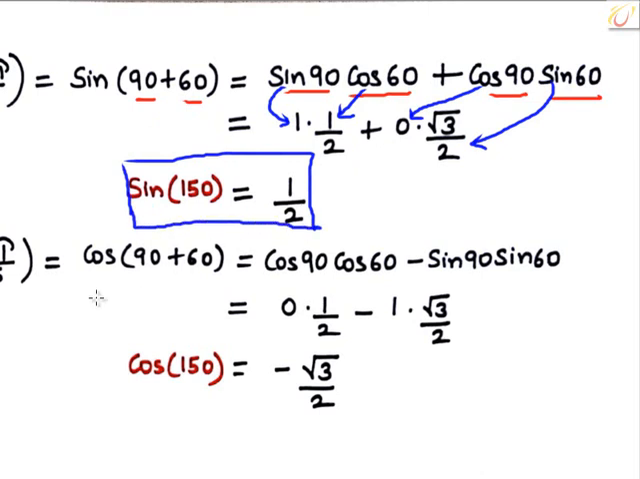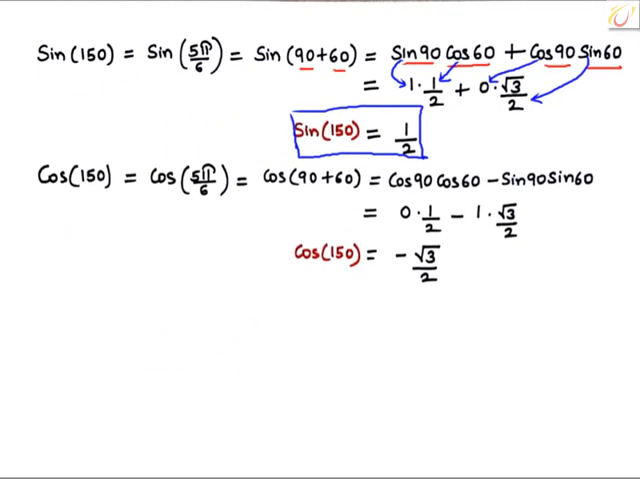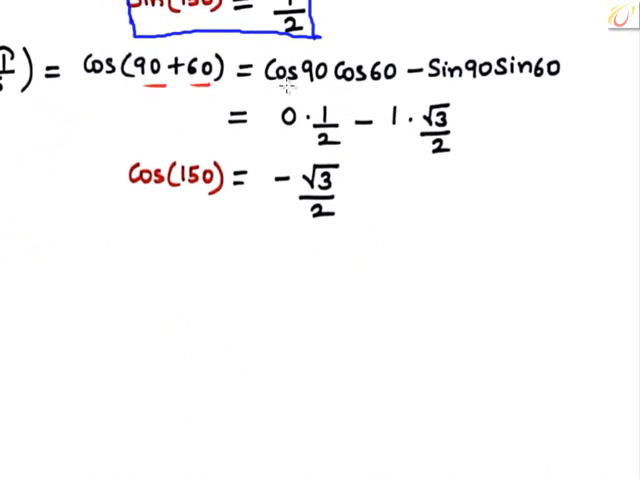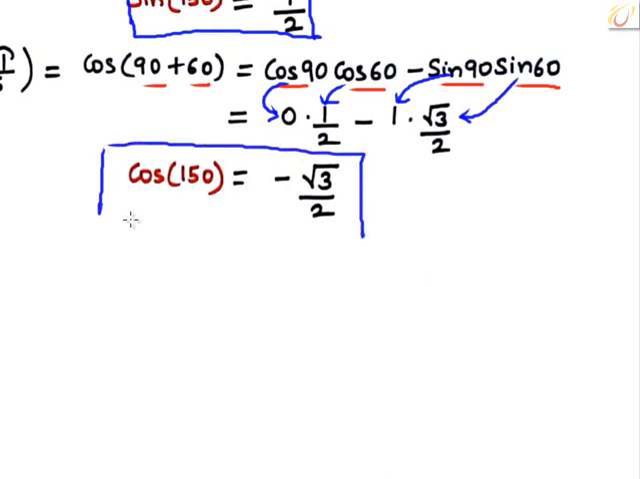Similarly, you can work out for cos 150. The formula which we will use will be cos 90 plus 60 will be cos 90 multiplied by cos 60 minus sin 90 multiplied by sin 60. So again, going back to our original knowledge, cos 90 is 0, cos 60 is half, sin 90 is 1, sin 60 is root 3 by 2. 0 minus root 3 by 2 will give us the value of cos 150 as negative root 3 by 2.